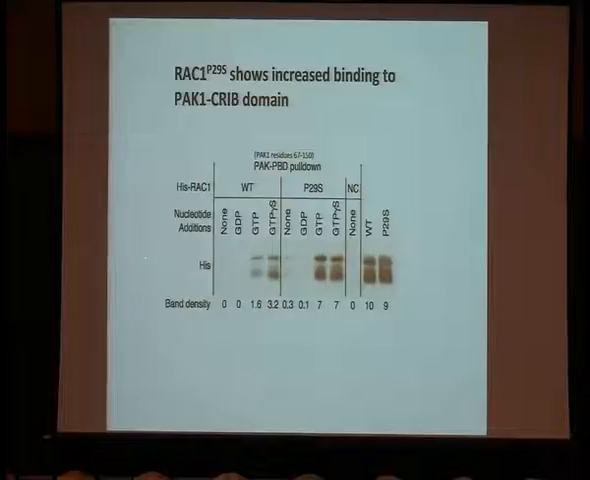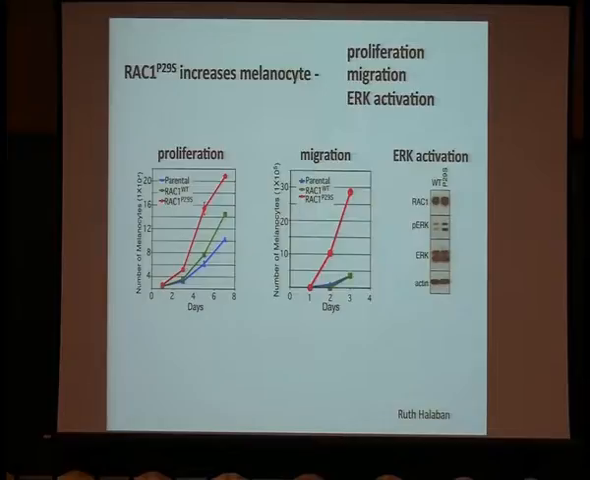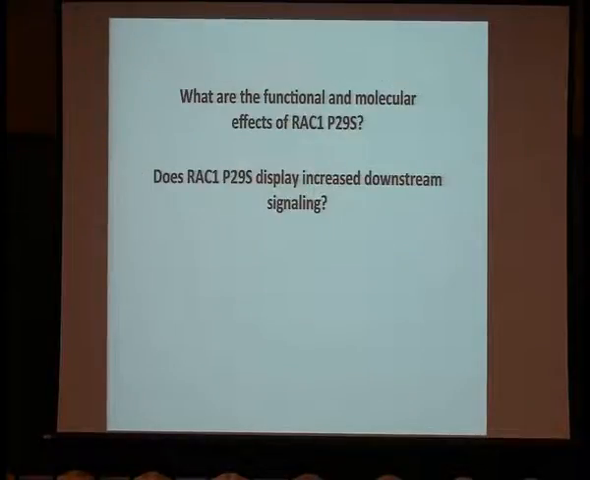When you look at pull-downs of GTP-loaded wild-type RAC1 compared to the mutated RAC1, you see an increase in binding to the crib domain of PAK. Ruth also did a number of assays in melanocytes and showed that the P29S mutation is associated with increased melanocyte proliferation, increased melanocyte migration, and an increase in ERK activation. So the answer is yes, RAC1 P29S does display an increase in downstream signaling.